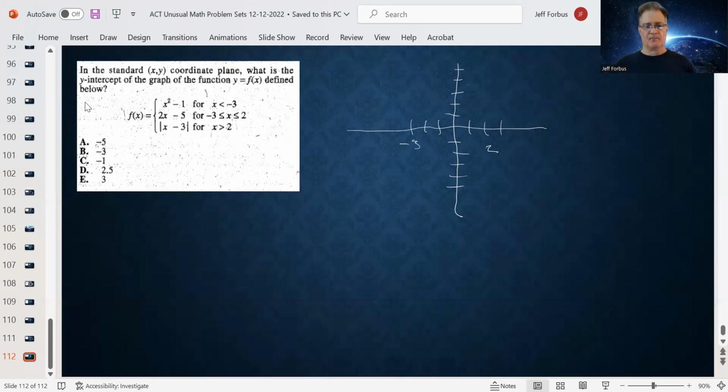So therefore, we can take 2x minus 5. Now, remember, this is slope-intercept form, mx plus b, where b is our y-intercept. So -5 will be our y-intercept. That will be answer choice A. Okay.